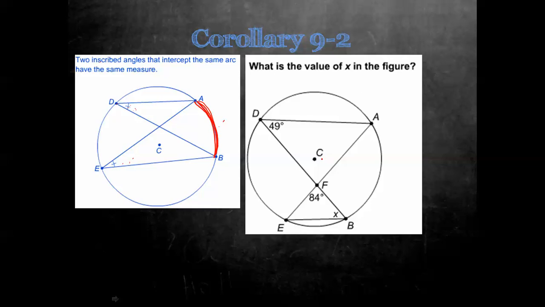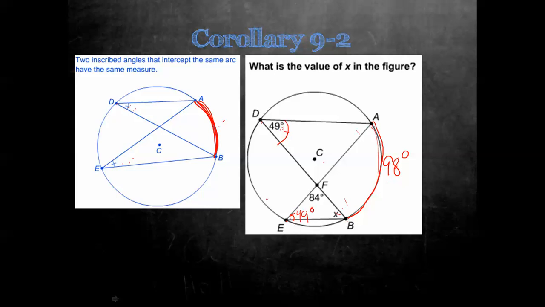So here we want to find the value of x in this figure. They've given us 84 degrees and they've given us 49. Now if we look here, 49 degrees is inscribed in angle ADB, so we can take 49 and multiply it by 2 to get the intercepted arc, 98. Angle AEB also has the same intercepted arc, 98 degrees. So we know that these two angles are equal to each other, so angle E is 49 degrees.